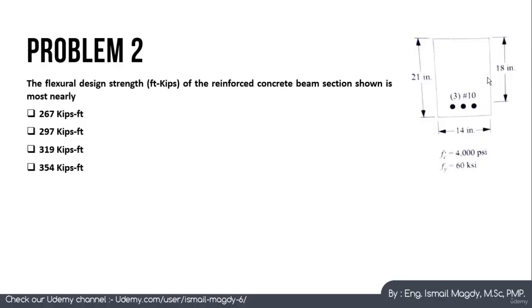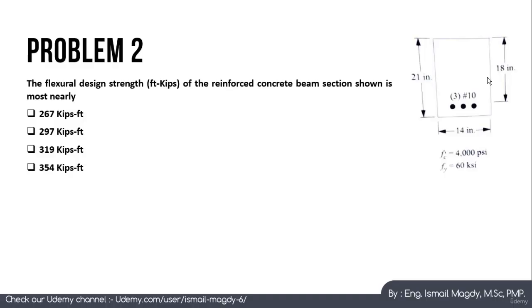So let's check this exam problem here. We have this beam as shown in this sketch here, and we want to calculate the flexure design strength in kips-feet for this reinforced concrete beam. We have reinforcement of 3 bars of number 10, and we have f'c equals 4000 psi, fy equals 60 ksi. The total thickness of the beam, or the total depth, equals 21 inches, while d equals 18 inches, or the distance between the top of the beam till the mid of the steel reinforcement.